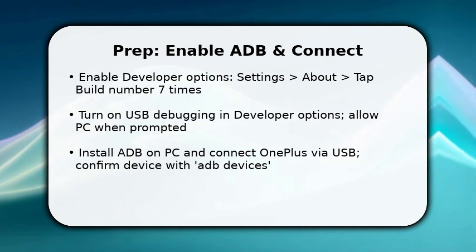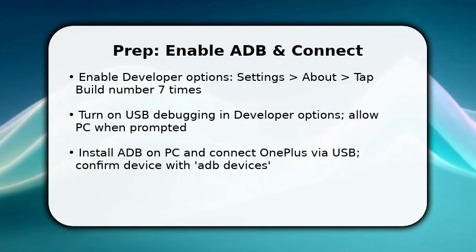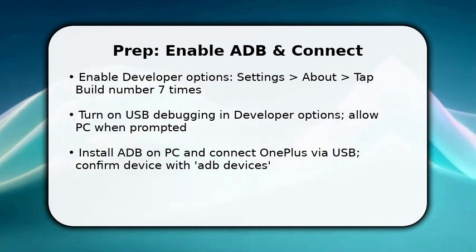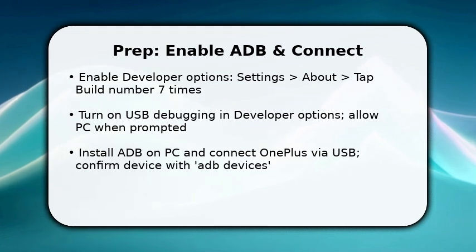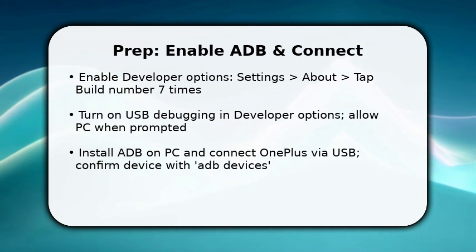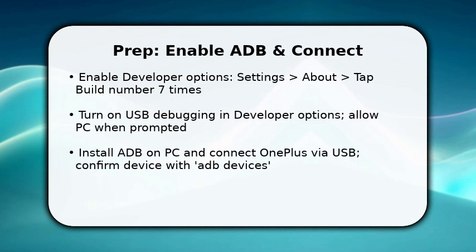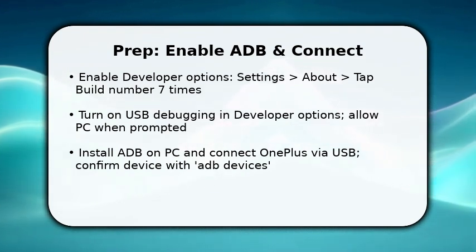On your computer, install the Android SDK platform tools or a standalone ADB package, then connect the phone with a USB cable. Once connected, run adb devices to confirm a recognized device. This step is essential because ADB is the only reliable way to change the phone's effective screen resolution without root.